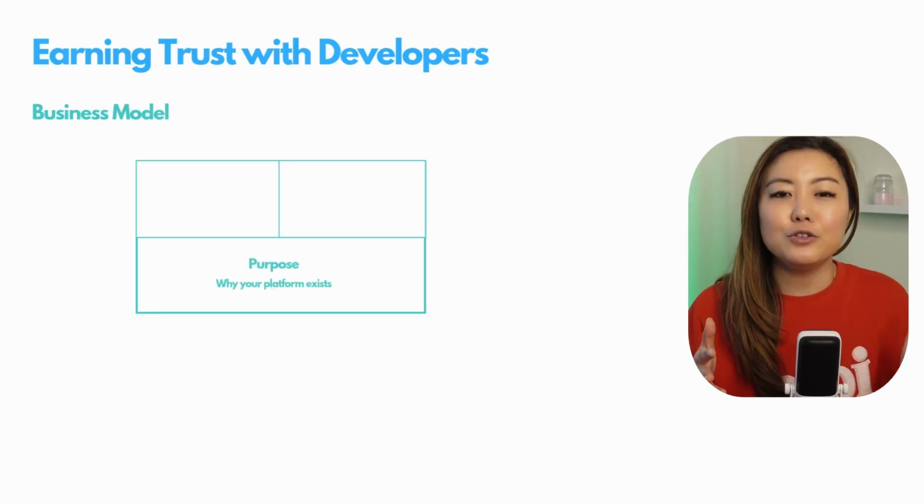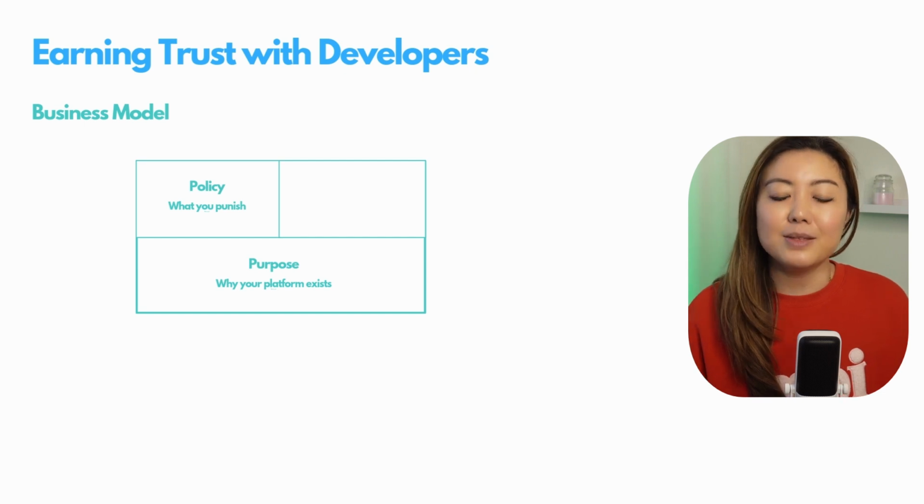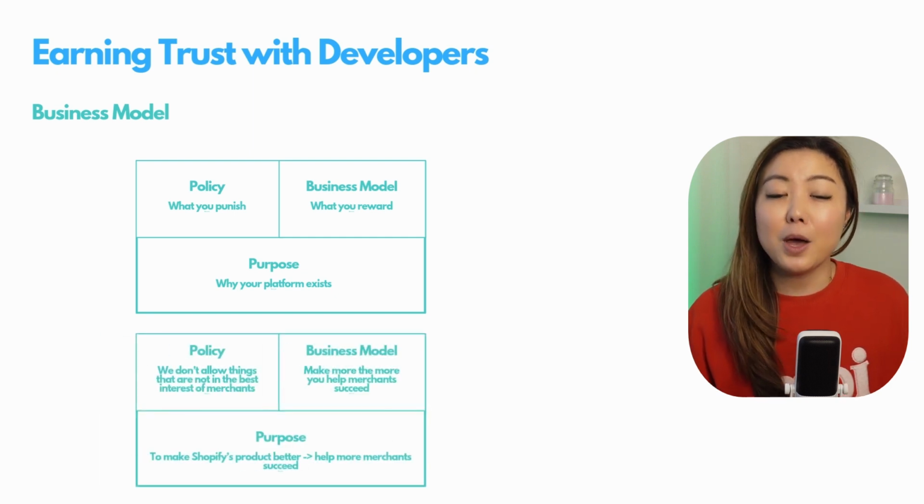First is about how your business model has to work in harmony. It starts with the purpose, which is the foundation. What is the purpose that your platform exists? Why do you bother to invest time into it? And then you have the policy, what you punish, and the business model, what you reward, sits on top of that purpose. Quick example from around Shopify, their purpose is to make Shopify's product better by helping more merchants succeed.